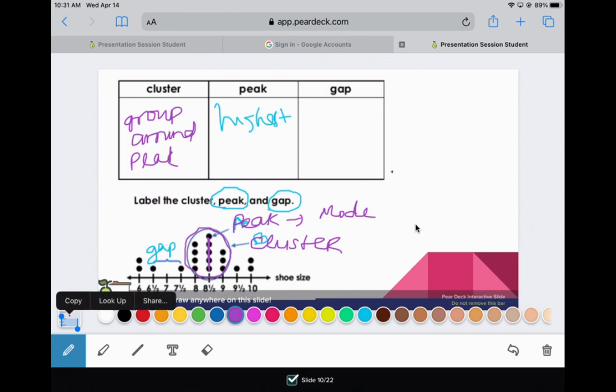So how do we know which one is a cluster? We always circle the cluster around the peak. Okay? The peak is the highest one, or the one that we talked about earlier, which is the mode. The gap is the one that's skipped in between. Okay? If you want to take a picture, you want to record this, do so. I'll give you a minute. If you want to jot this down, do so. What we're going to do next is look at the graph. I want you to be able to identify cluster, peak, and gap. All right.